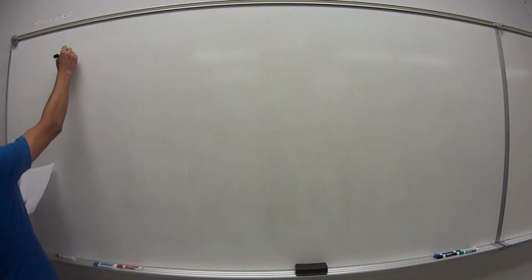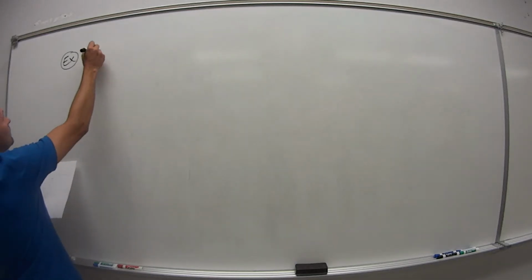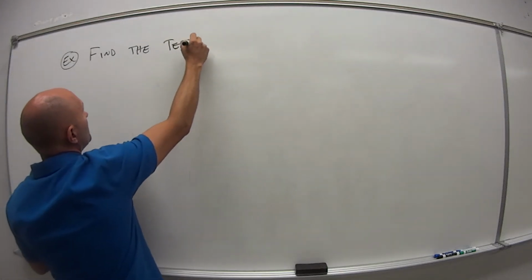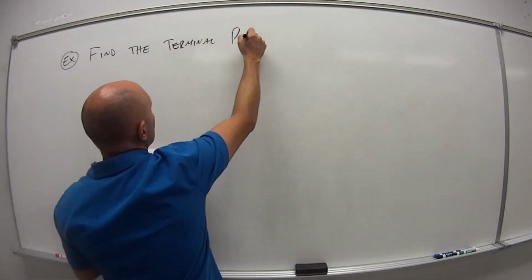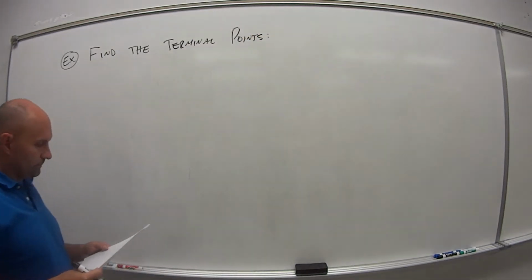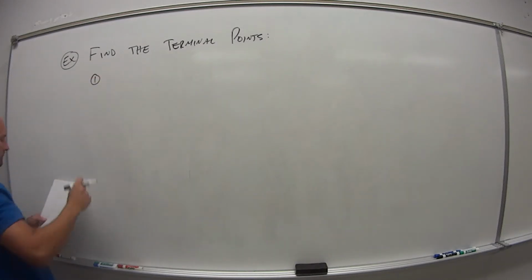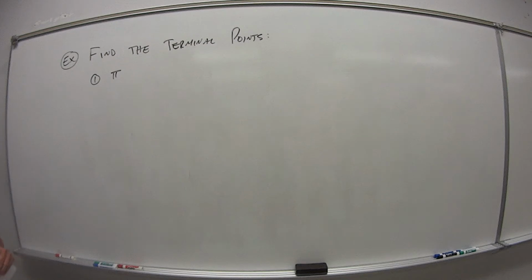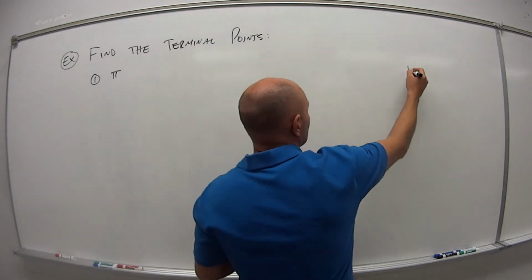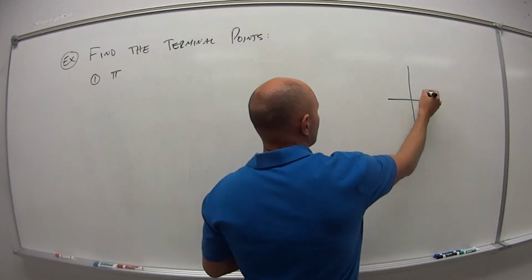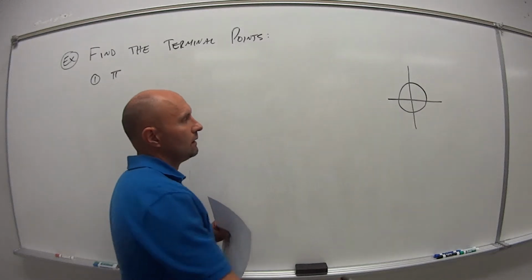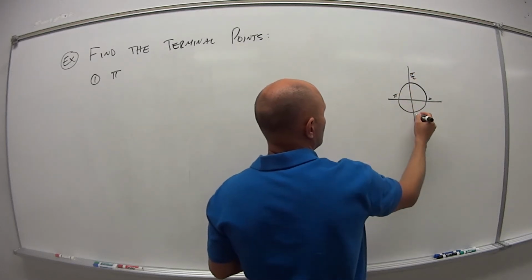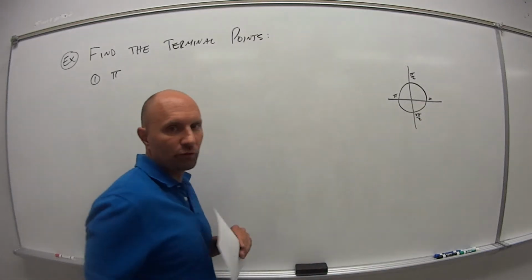So let's look at an example. We want to find the terminal points. So the first value is pi. I'm just going to draw a little unit circle over here on the right. Remember, this is 0. Pi is over here. At the top is pi over 2. The bottom is 3 pi over 2.